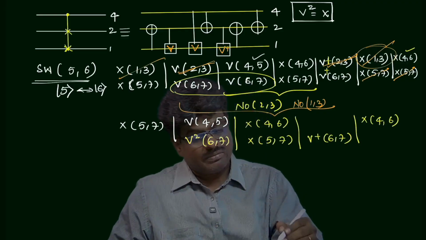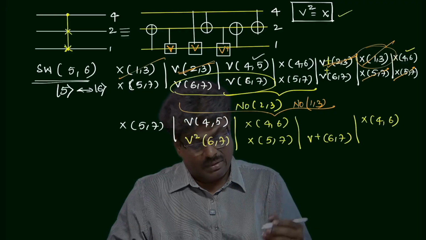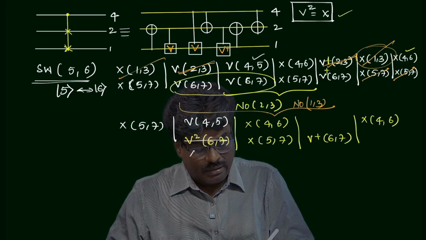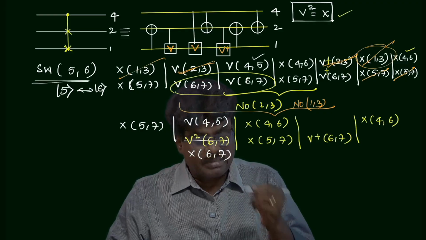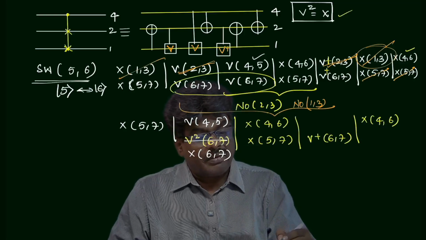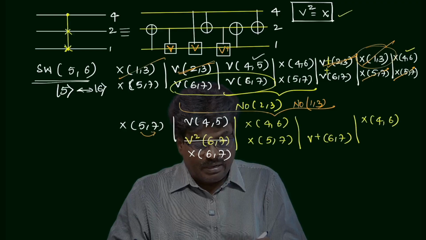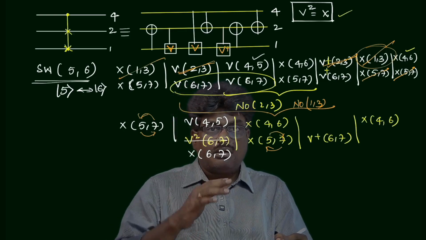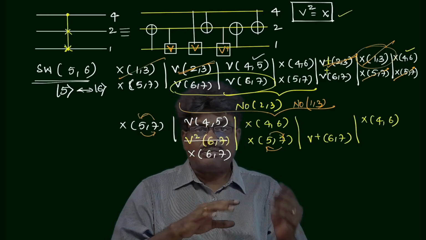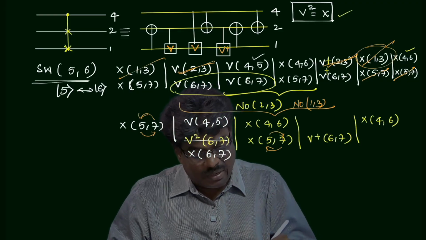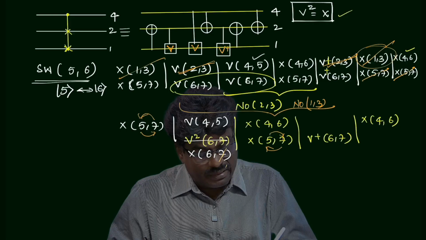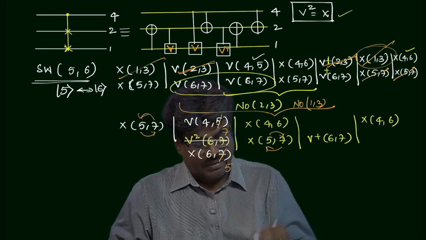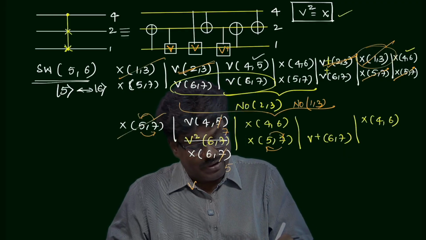Now carefully observe. Already they have given v square equal to x. So that's why I can write this as x of 6 comma 7. Now fine. Now carefully observe. This is 5 to 7 and 7 to 5. That means fifth row and seventh row interchange, fifth column and seventh column interchange. That's why this 7 is replaced with the 5 and this 5 is replaced with the 7. Clear? Then this operation gone.